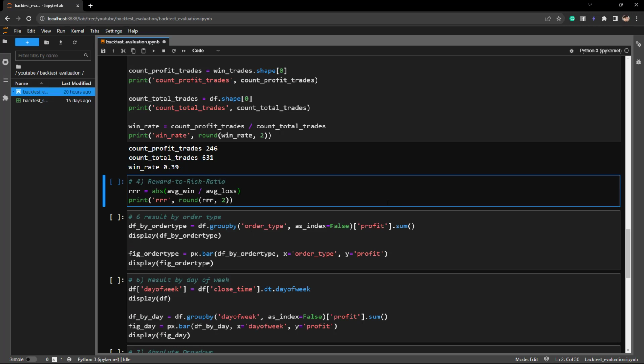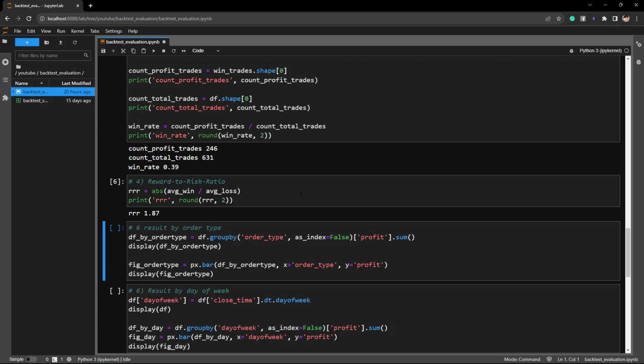So in point number 4, we want to calculate the reward to risk ratio. To explain what this ratio is, it simply checks how much bigger your winners are compared to your losers. The formula for the reward to risk ratio is taking the absolute value of your average win divided by the average value of your loss. So this is a very simple calculation. And in this case, our reward to risk is 1.87.